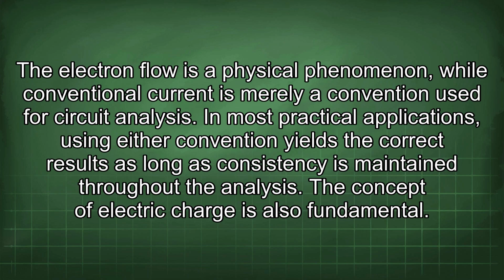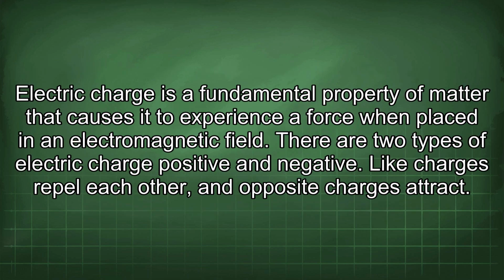The electron flow is a physical phenomenon, while conventional current is merely a convention used for circuit analysis. In most practical applications, using either convention yields the correct results as long as consistency is maintained throughout the analysis. The concept of electric charge is also fundamental. Electric charge is a fundamental property of matter that causes it to experience a force when placed in an electromagnetic field. There are two types of electric charge, positive and negative.